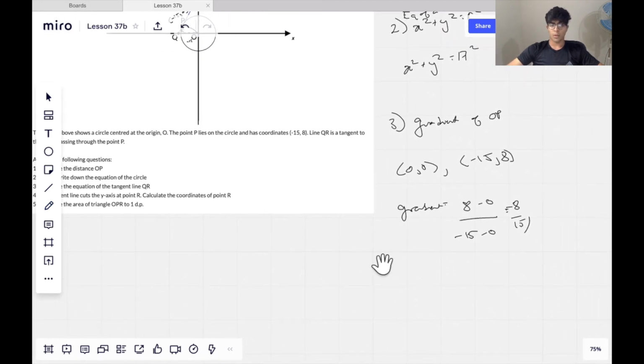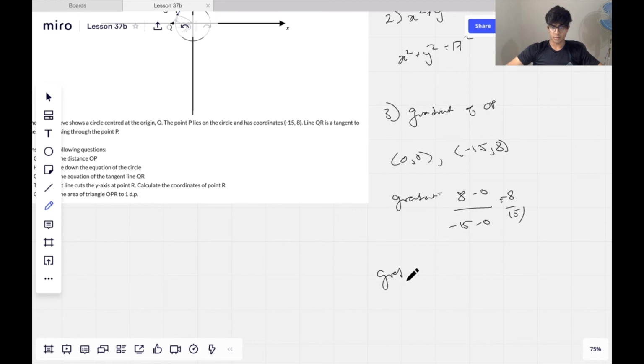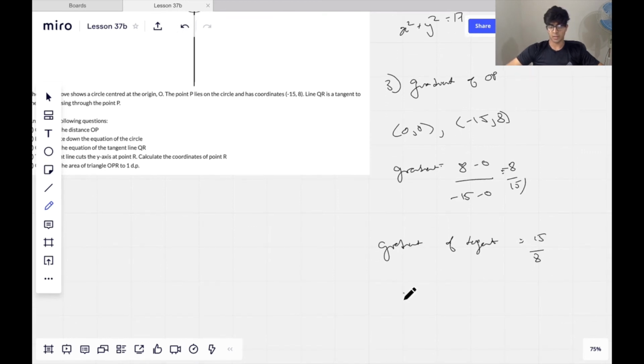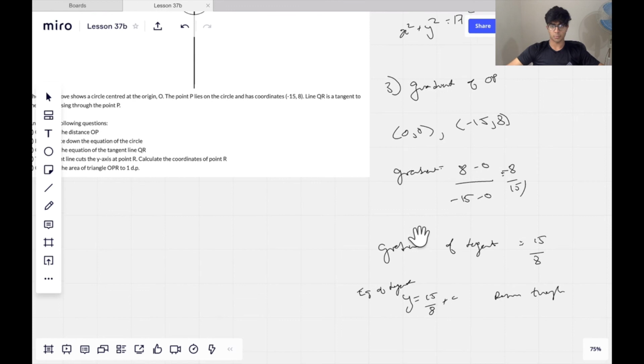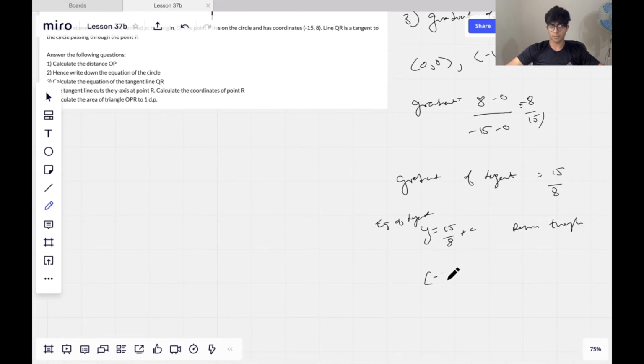So now we have the gradient of the tangent. It's worthwhile writing a line saying the tangent and radius are perpendicular here, so the gradient is 15 over 8. Now we have y equals 15 over 8 x plus c, so the equation of the tangent passes through minus 15, 8, right? So plug these numbers in.